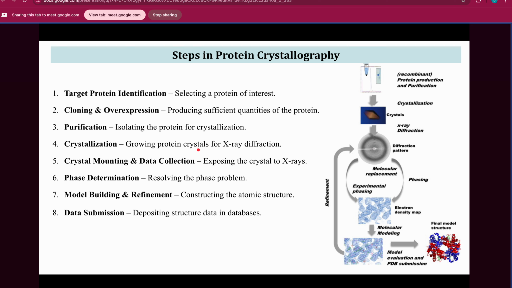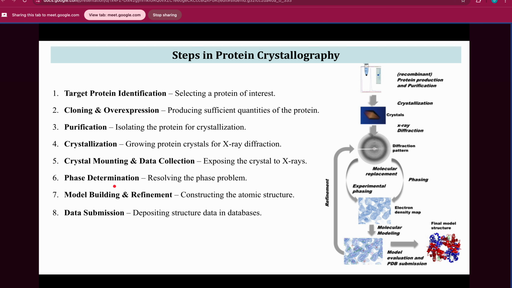Now, after the crystals have been generated, the next step is crystal mounting and data collection. How you mount these crystals is also very important. You have to expose these crystals to the X-rays, and for that, they should be properly mounted.